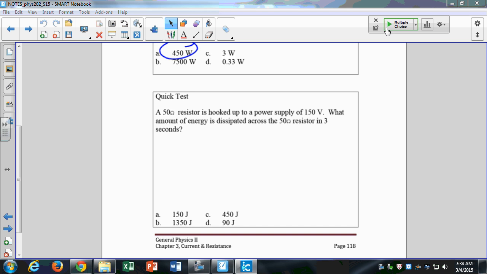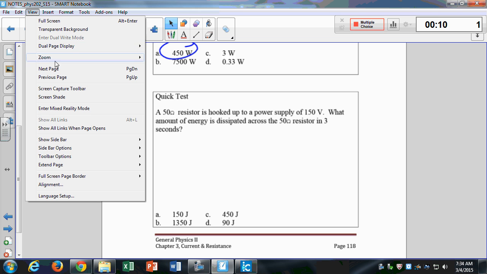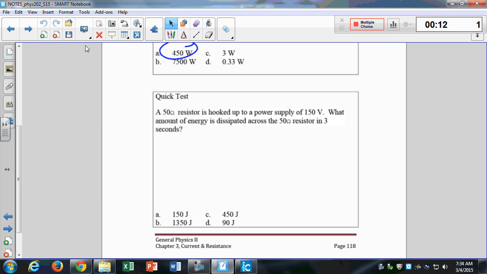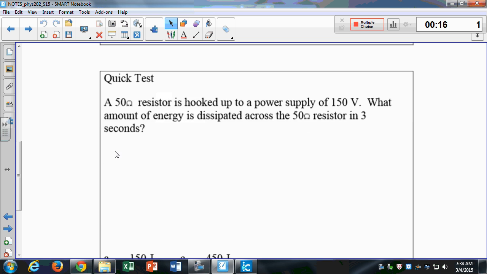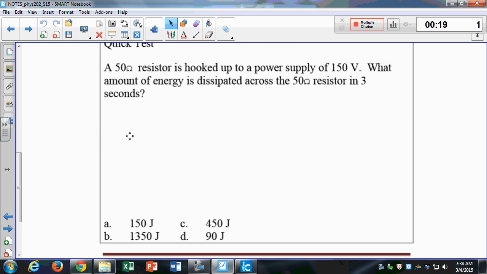Okay. I could go either way. I'm undecided about it. Well, let's try this. I have a 50 ohm resistor hooked up to a power supply of 150 volts. What amount of energy is dissipated across this resistor in 3 seconds? In the previous question, we found the power of the resistor. It was the same situation, we found the power. So now I want to know what is the energy dissipated in 3 seconds.